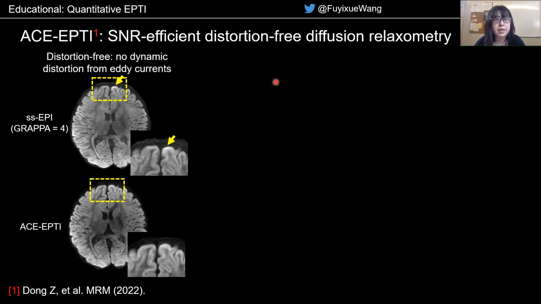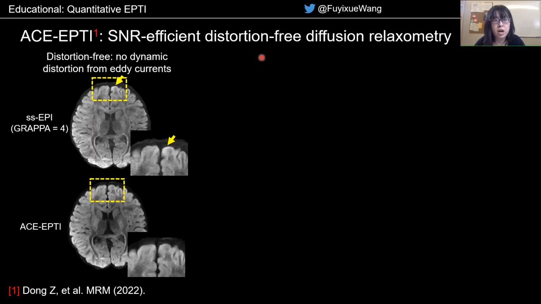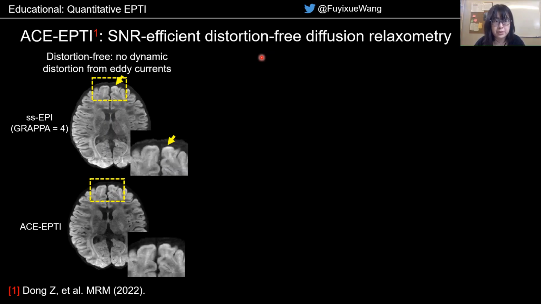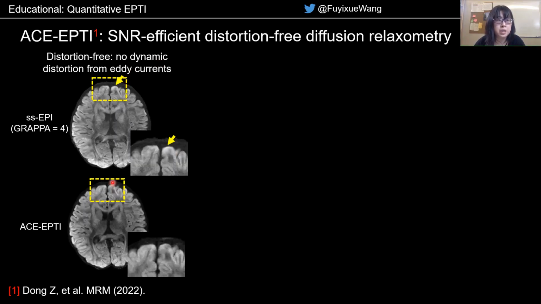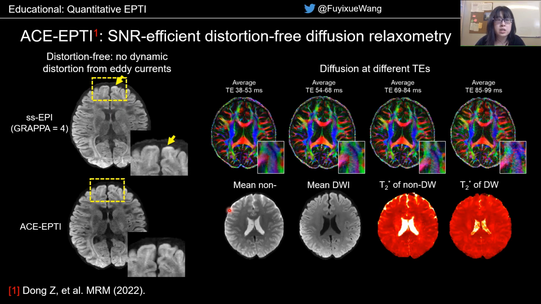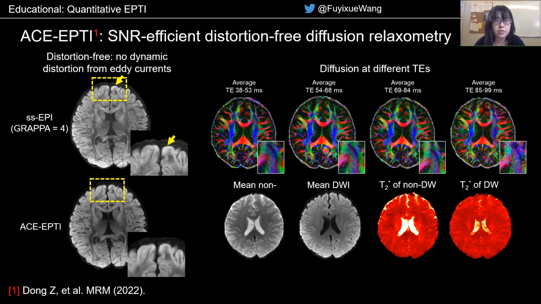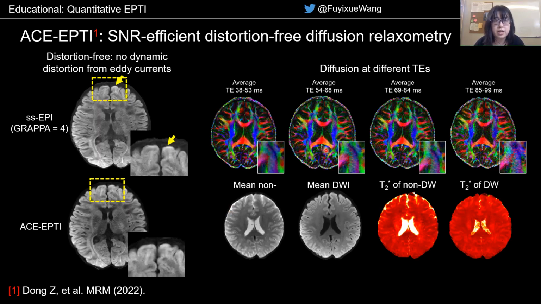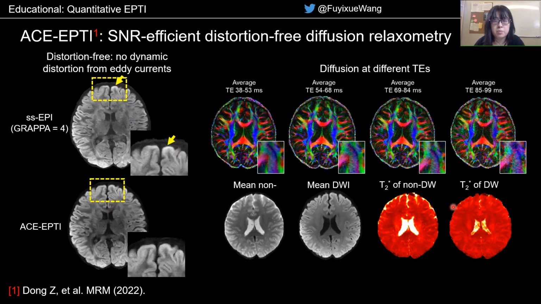ACE-EPTI provides SNR-efficient distortion-free diffusion MRI with multi-echo information for diffusion relaxometry, and the distortion-free feature of EPTI can also get rid of the dynamic distortions caused by eddy current across different diffusion directions. And here shows the FA maps at different TEs obtained by ACE-EPTI as multi-echo data, and also the T2 star can be fitted for both non-diffusion and diffusion-weighted images by using the multi-echo images.